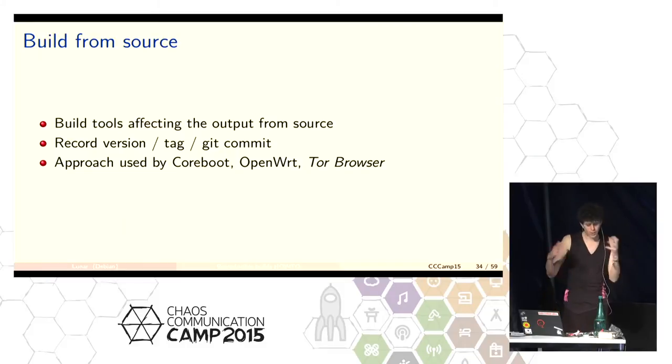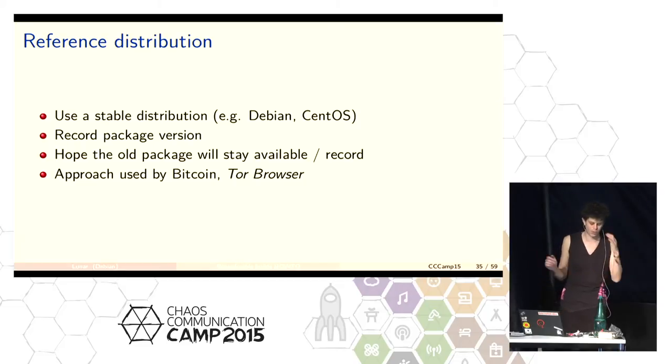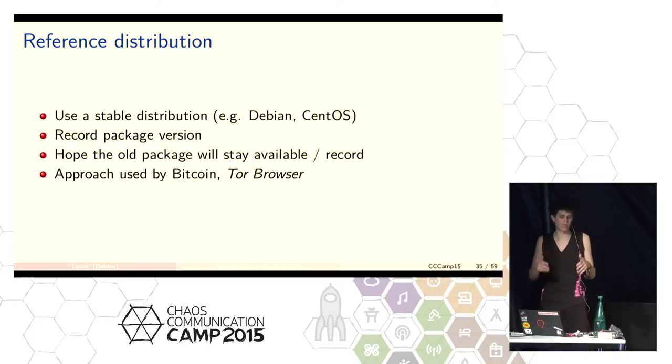So you need users to have a way to reproduce the tools that you use to perform the build. One easy way to do that is to ask them to build them from source every time. It's the approach used by Coreboot or OpenWRT and partially Tor Browser. You might also use a stable full operating system distribution, usually GNU/Linux, like Debian or CentOS. They would do the work. The constraints are that they need to be very stable, with no major updates in the lifetime of a single release. You might want to record the actual package versions, so that you can install them later.